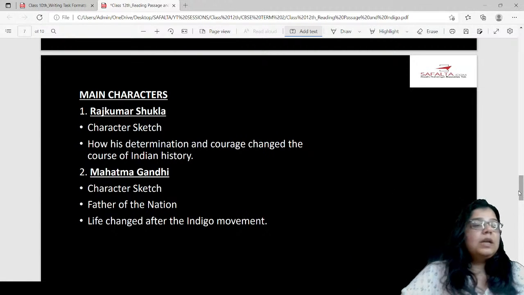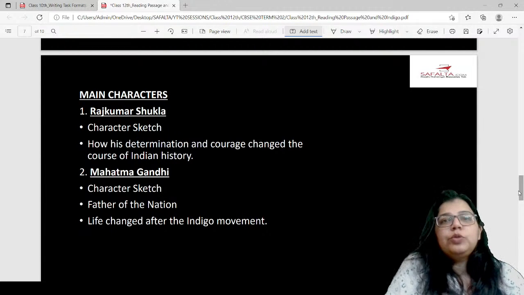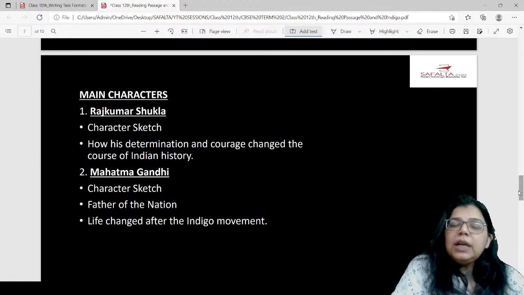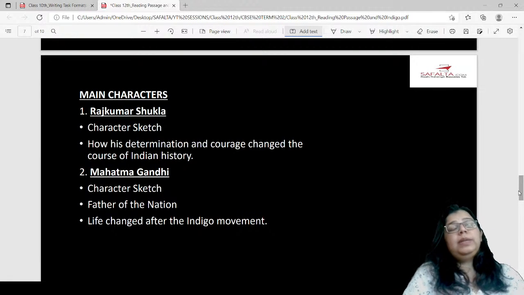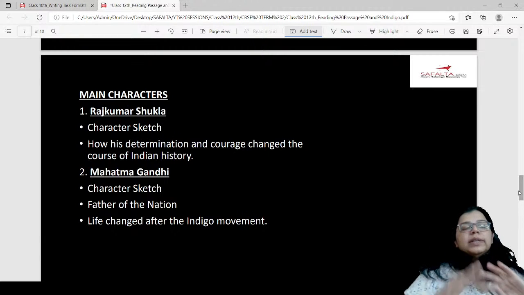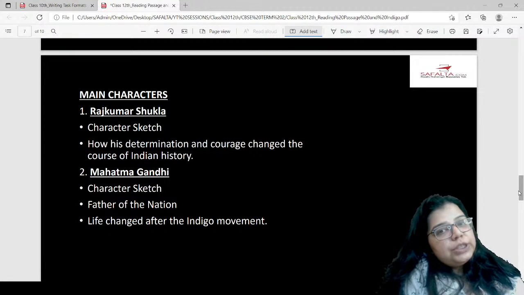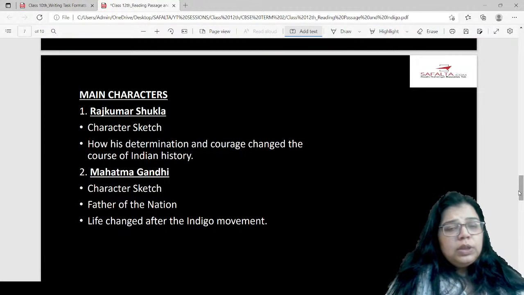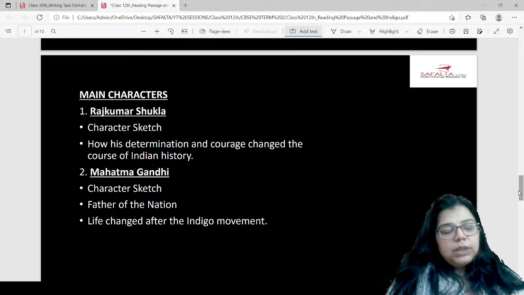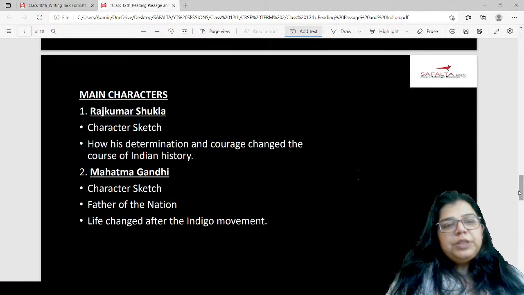Right, so let's start with the main characters. I'll come to them later, but let's start with the passage, the lesson of Indigo. Now Indigo is an interesting lesson. It actually tells us about how this freedom struggle against the British started.